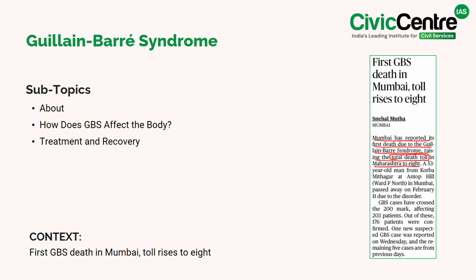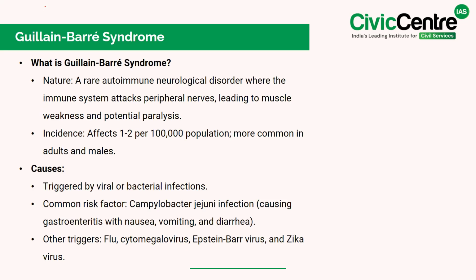To begin with, Guillain-Barré Syndrome is a rare autoimmune neurological disorder in which the immune system mistakenly attacks the peripheral nerves, leading to muscle weakness and, in severe cases, paralysis. Since this condition is relatively uncommon, its incidence is estimated at 1 to 2 cases per 1 lakh people.